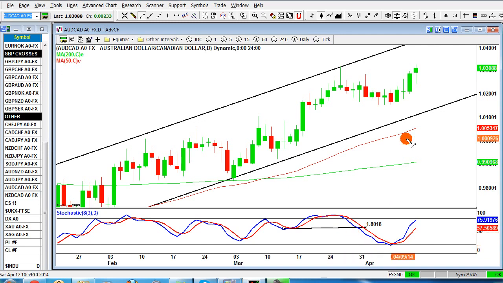Lovely hidden divergence. We've got a higher low on price in comparison to its previous one, but we've got a much lower low on the stochastic. That's our hidden divergence there, indicating that the market's ready to resume its preceding trend, which in this case here is a strong uptrend. So we got some price action here.